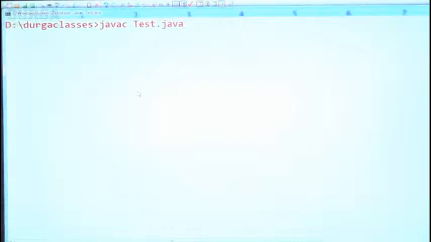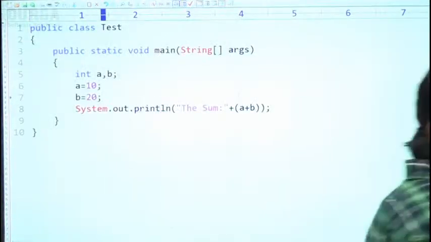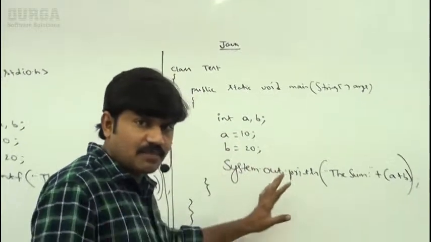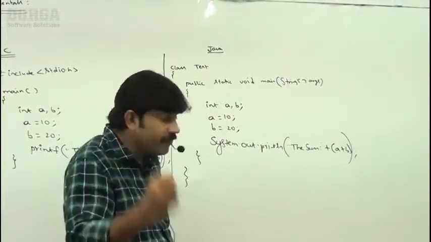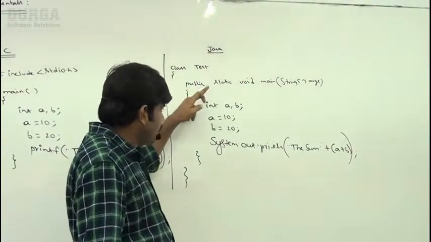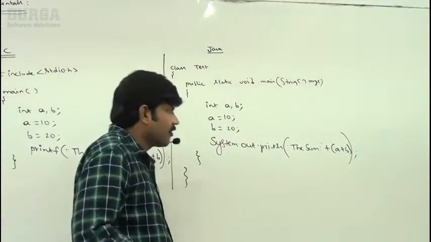Yes, friends, javac Test.java, and then java Test. What answer are we going to get? The sum 30 is the answer we are getting, sir. Okay, well, this is the Java code we have to write to print the sum of two numbers. How much code do we have to write? Compulsorily the person should be aware of what is a class, what is the main method, and what is System.out.println; all these things must be required.